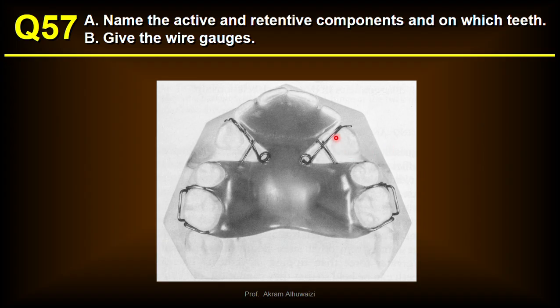Name the active components and the retentive components. The active components are the guarded finger spring, which is made out of 0.5 mm hard stainless steel wire, seated on the canines, and on the 6s there's the Adam clasps, which are seated on the 6s, and they're made out of 0.7 mm wire.